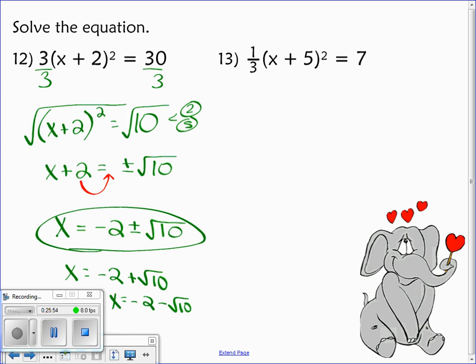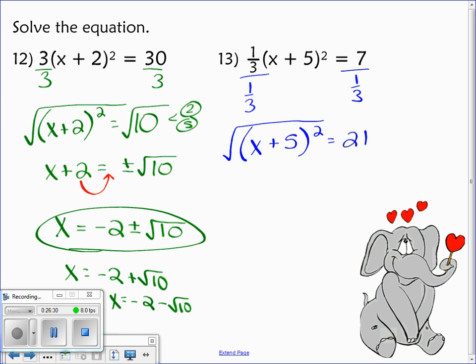13 freaks people out. Why? There's a fraction. How'd you get rid of the 1/3 over here? You could multiply by 3, or I could divide by 1/3. Same idea. So x plus 5 squared equals, you're right, that is 21. I haven't taken the square root of it yet. All right, so don't freak out, there's a fraction. It's just a number. And then what would you do?